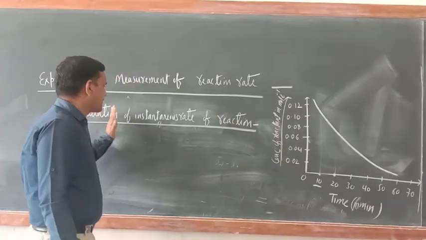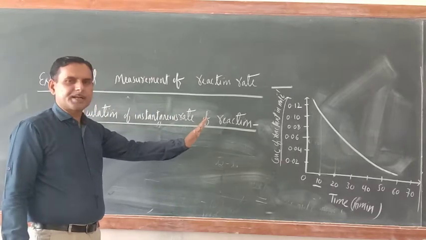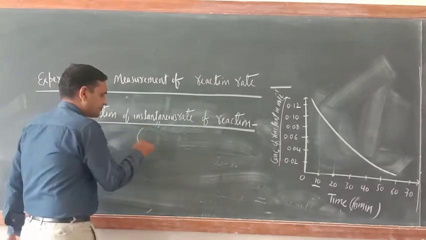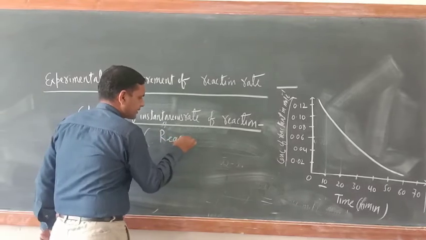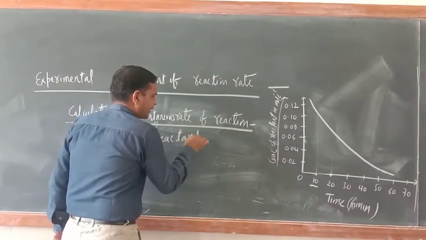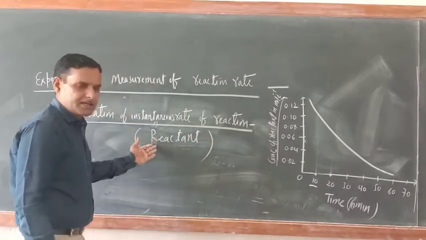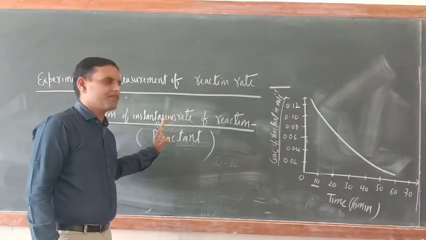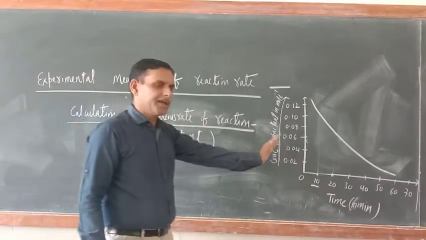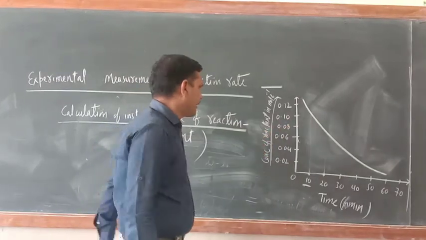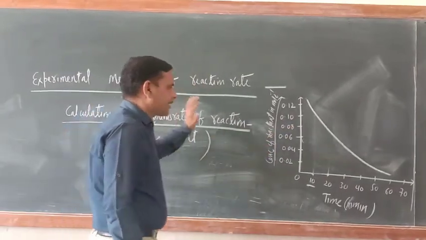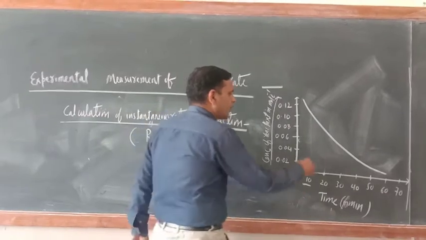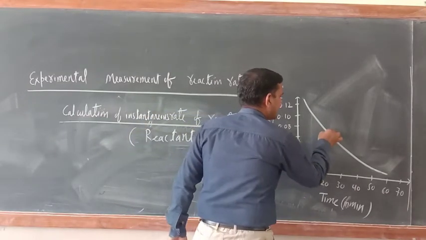Now the calculation of instantaneous rate of reaction in terms of reactant. In terms of reactant. Why am I specifying the reactant? Because the graph of reactant and product is different. So I have plotted the reactant graph only. For the calculation of instantaneous rate of reaction, you have to draw one tangent.